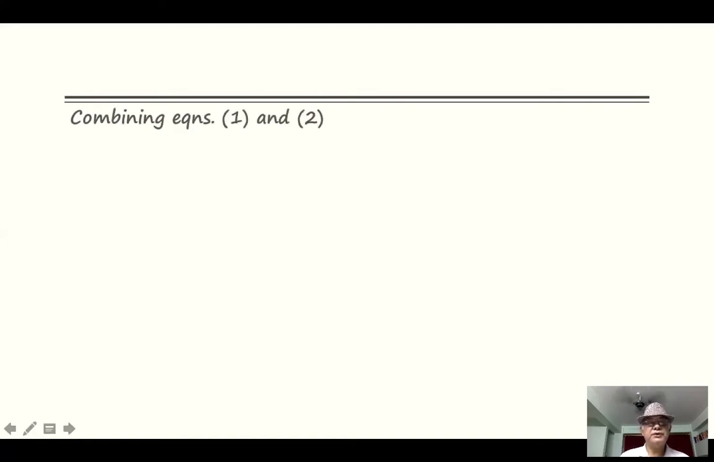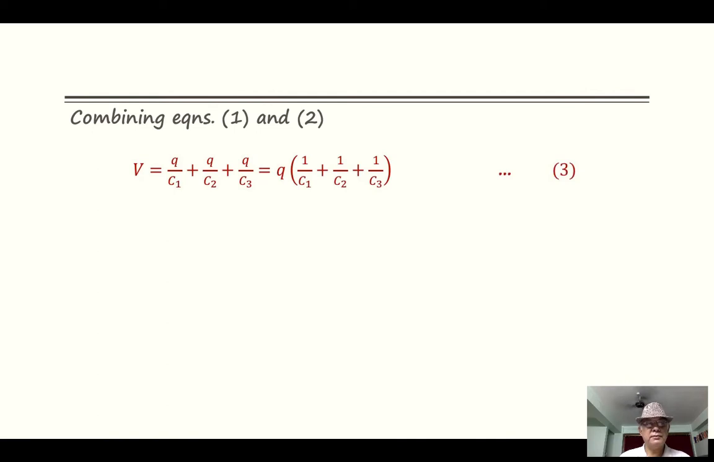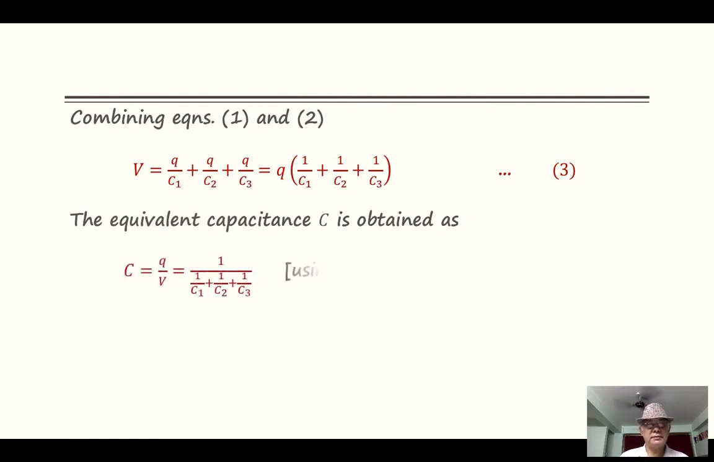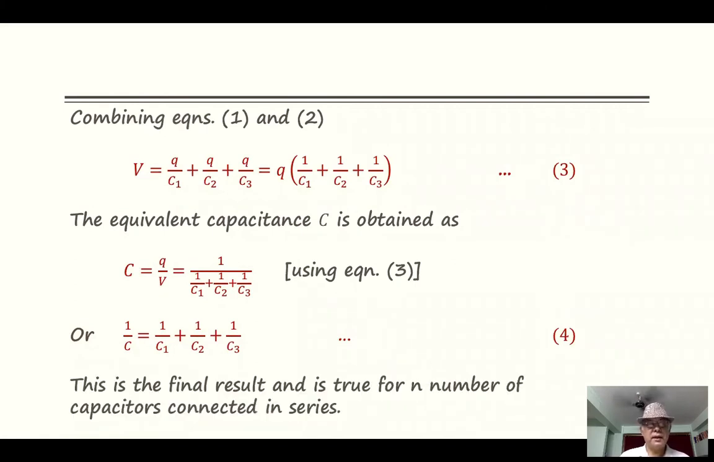Combining equations 1 and 2, we arrive at equation 3. Using equation 3, the equivalent capacitance C is obtained as in the equation. And finally, we get 1 by C equal to 1 by C1 plus 1 by C2 plus 1 by C3. We call it equation 4. This is the final result and is true for n number of capacitors connected in series.